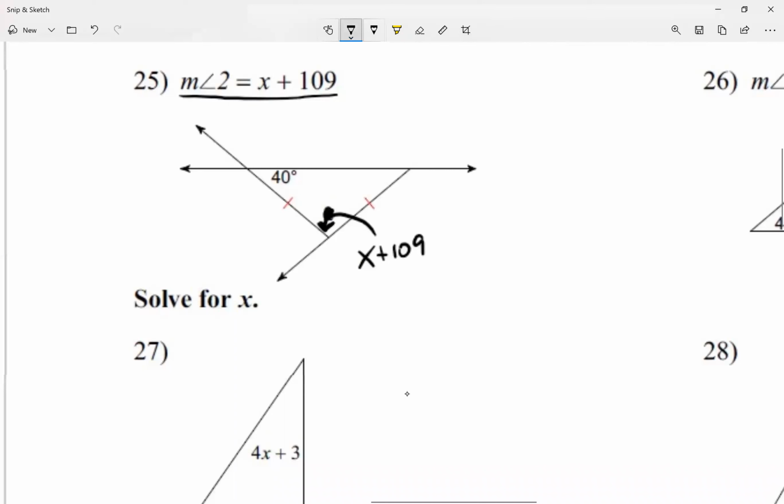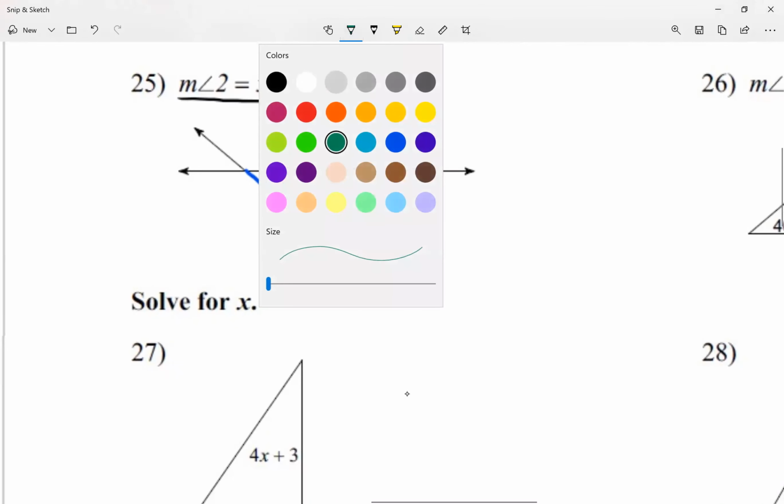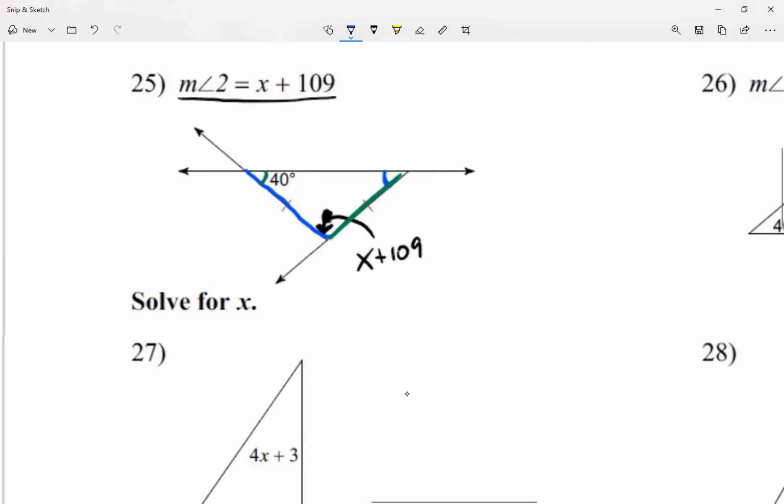All right, I see two sides are equal. So I'm gonna say, let's do blue. This side is opposite to this angle, and this side is opposite to this angle. Those two sides that I marked are equal, so those two angles must be equal. The green angle is 40. So I'm gonna say the blue angle is gonna be 40 as well, because those two angles are equal.